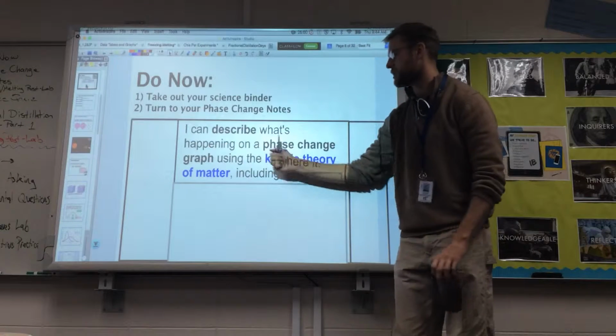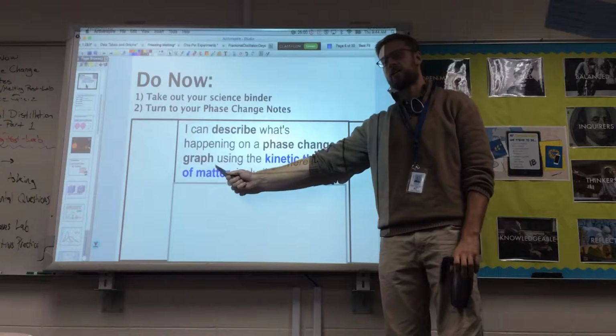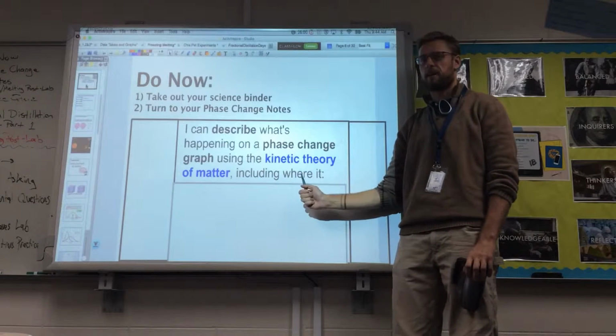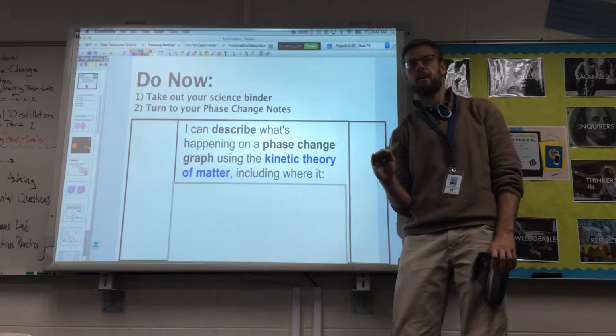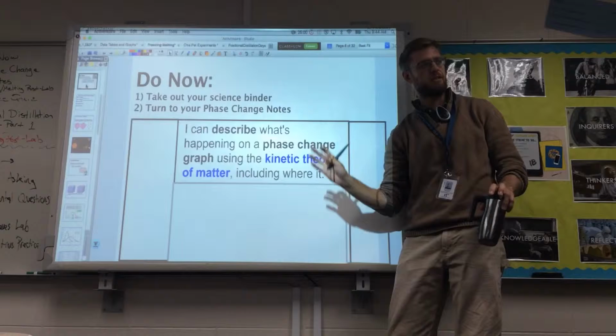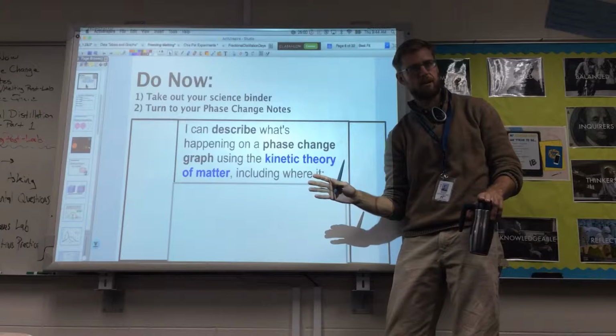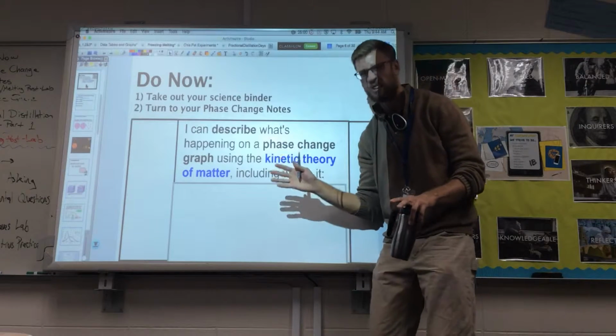As you can see, we are going to describe what's happening on a phase change graph using the kinetic theory of matter. We haven't really learned about this yet. We've collected phase change graph data, and we should have graphed it with that freezing and melting lab, the TOP stuff, right? We're going to now explain what the heck was happening.